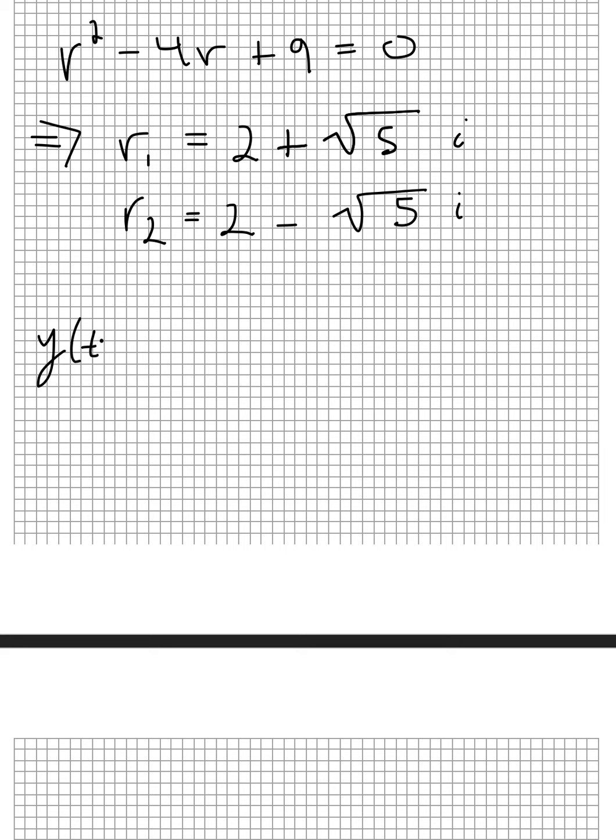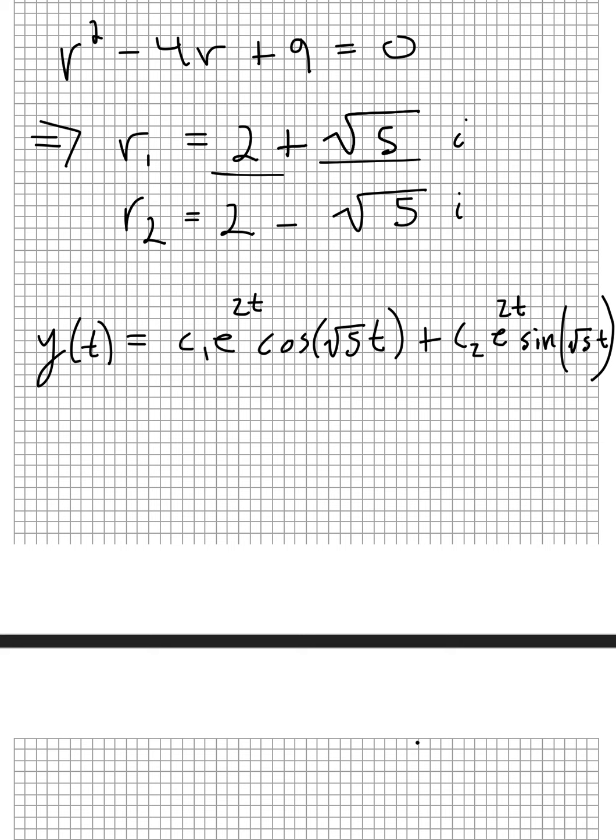You guys will come up with this in just a blink of an eye once you know how this is done. This is going to equal C1 e to the 2t, this is the real part of the solution, times cosine square root 5 times t, okay, plus C2 e to the 2t, all right, times sine of the square root of 5 times t. Not too bad. So you know where the square root of 5 comes from. That's the imaginary part. And the power, which is 2, comes from the real part. Again, that's not hard at all.